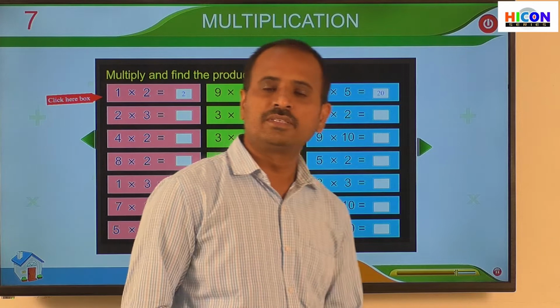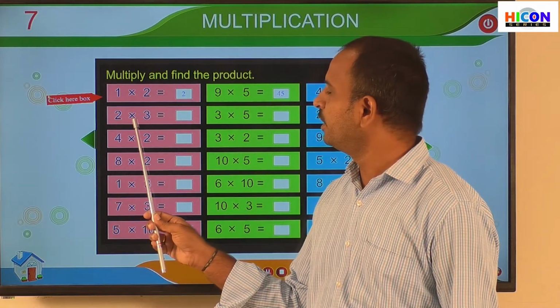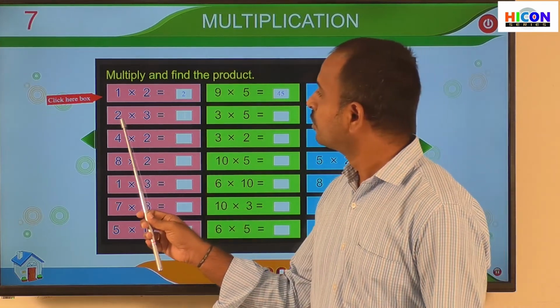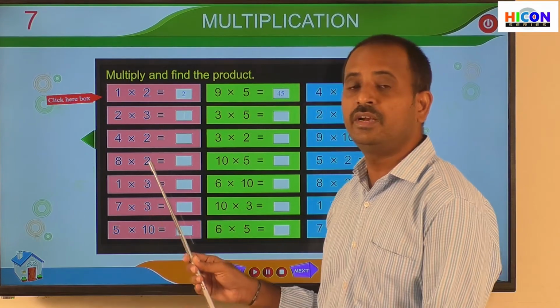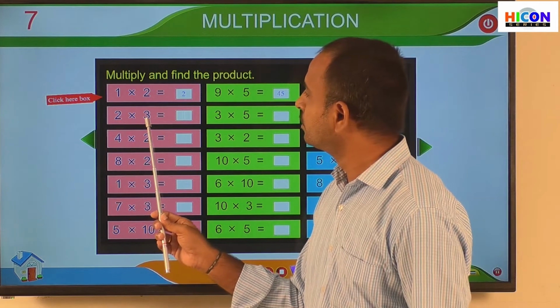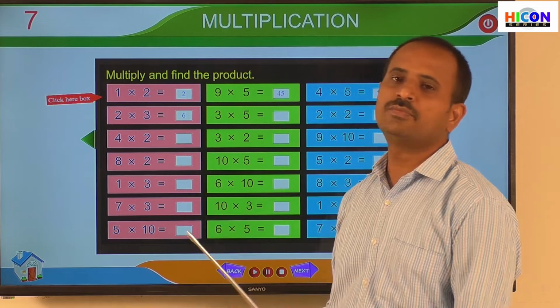So now see the next multiplication. So that is 2 into 3 is equal to dash. That is 2 3s are. So children, this is the table of 3. Already we have learned the table of 3. So that is 2 3s are 6. So write 6 in this box.